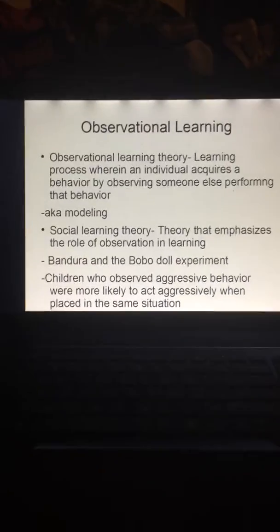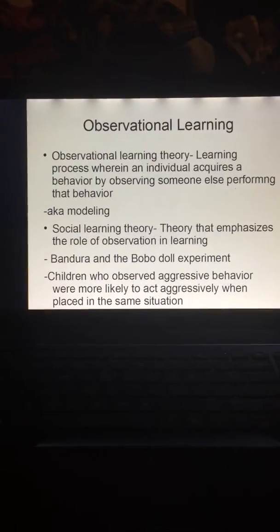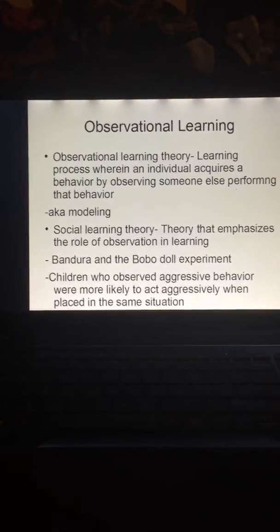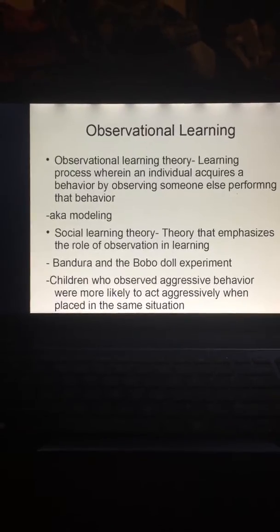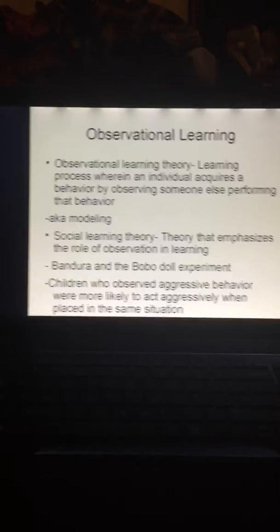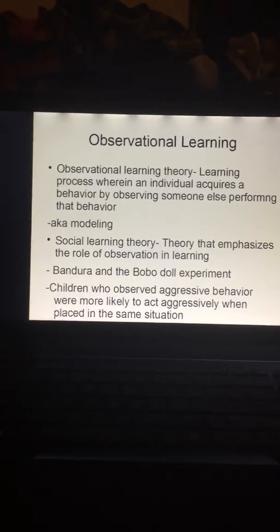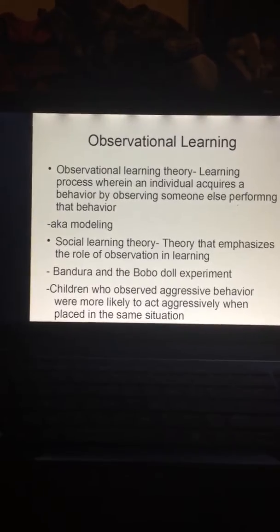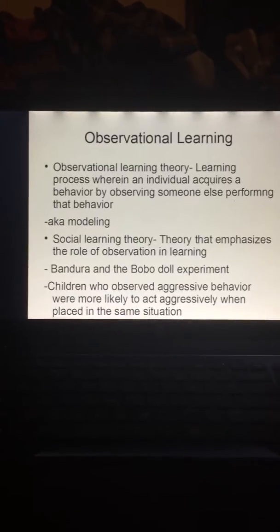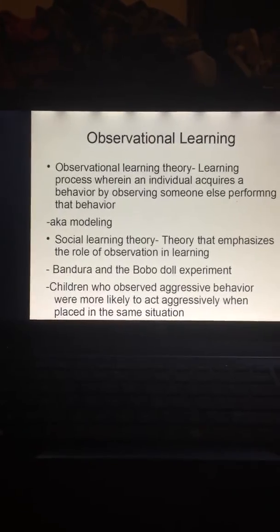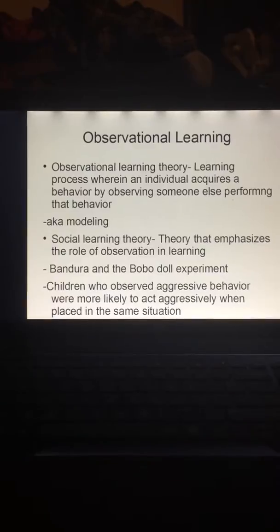Let's talk about observational learning. This goes along the same path as what we were talking about before when it comes to cognitive maps. You need to have an internal representation of something in order for this to work. Observational learning theory is the learning process wherein an individual acquires a behavior by observing someone else performing that behavior, which is known as modeling.